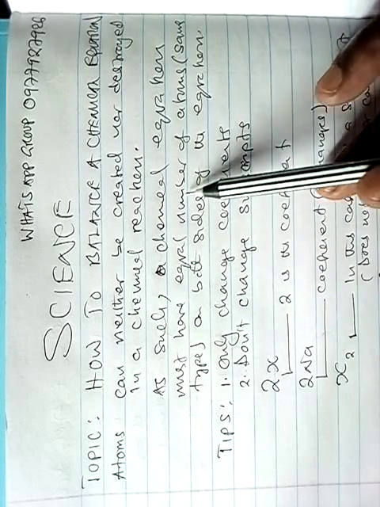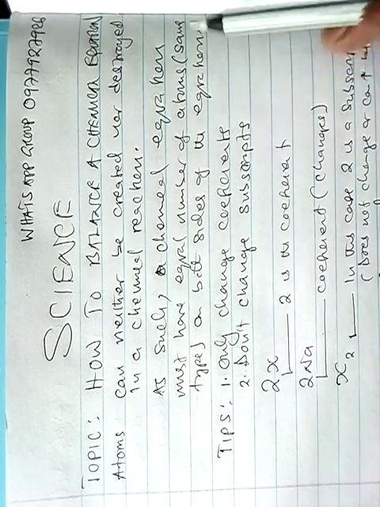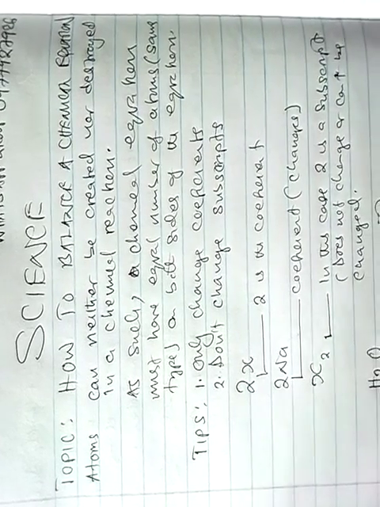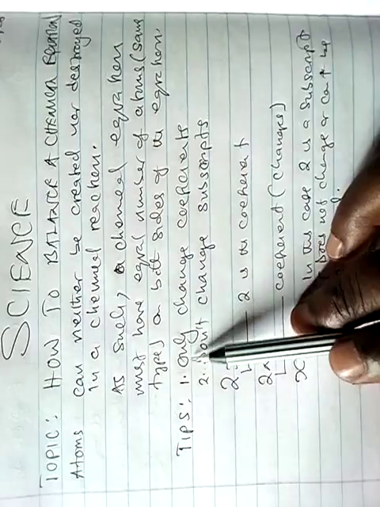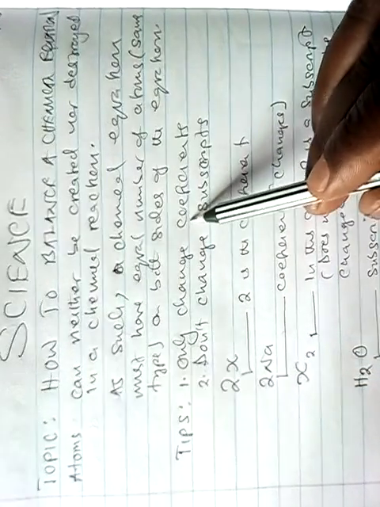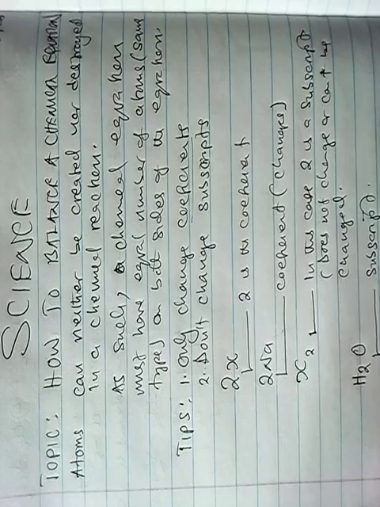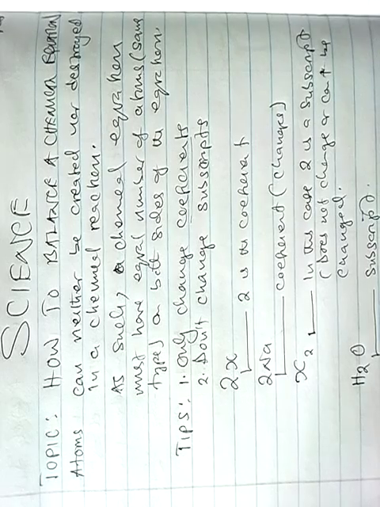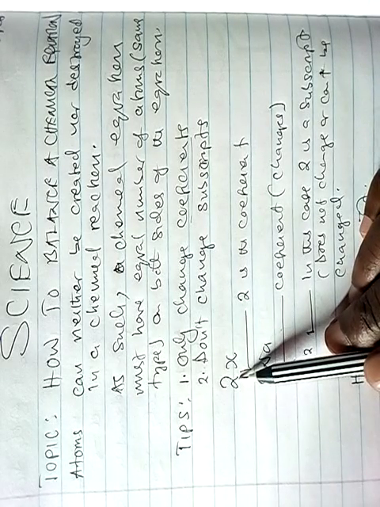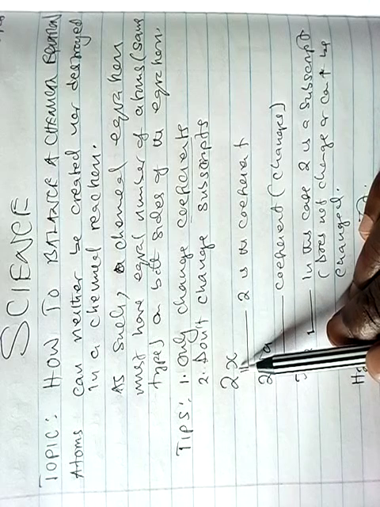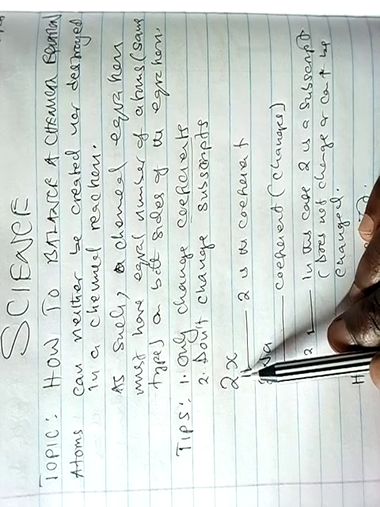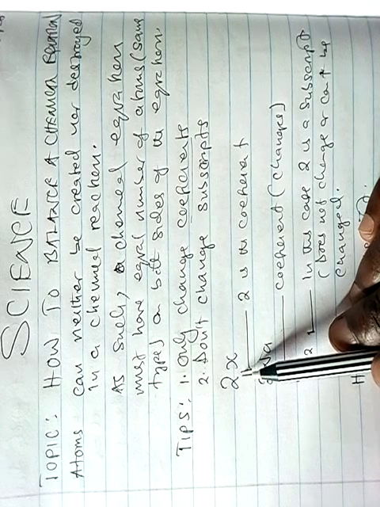For this reason, chemical equations must have an equal number of atoms of the same type on both sides of the equation. The tips that you need to understand: number one, only change the coefficients. So when balancing, you only change the coefficients, don't change the subscript. So what is a coefficient and what is a subscript? A coefficient is the number that you see on the left side of each atom or formula. The number that is written on the left side of a chemical formula or a chemical element or an atom, that is a coefficient.